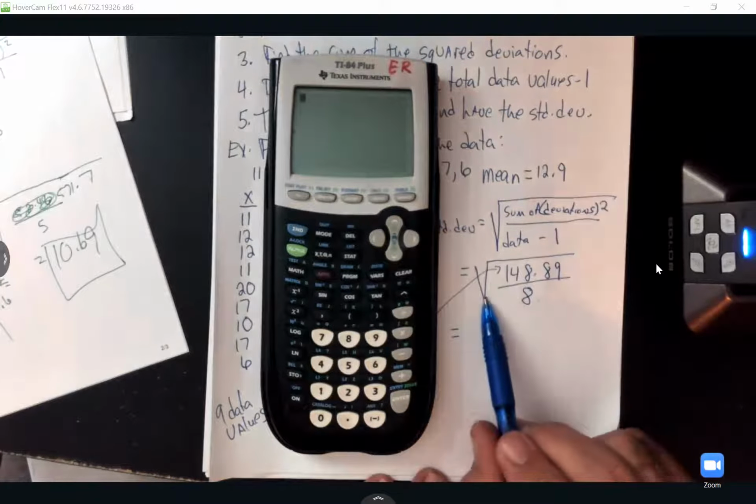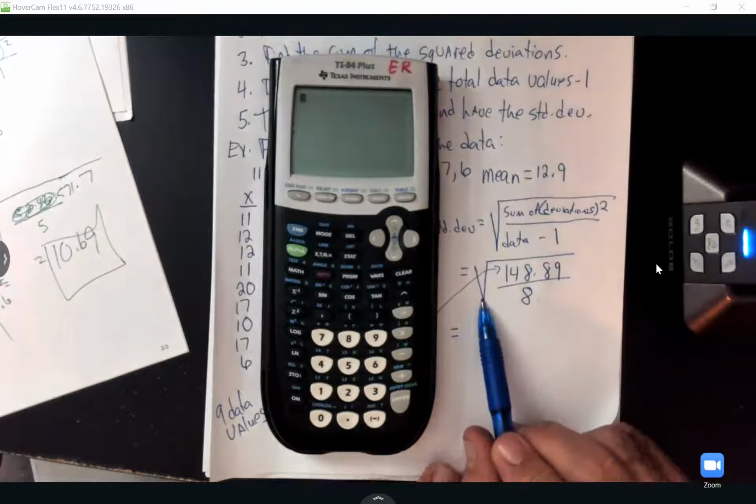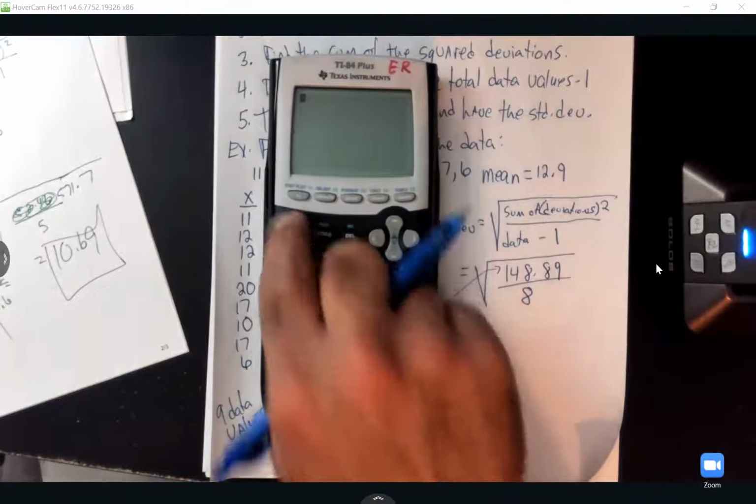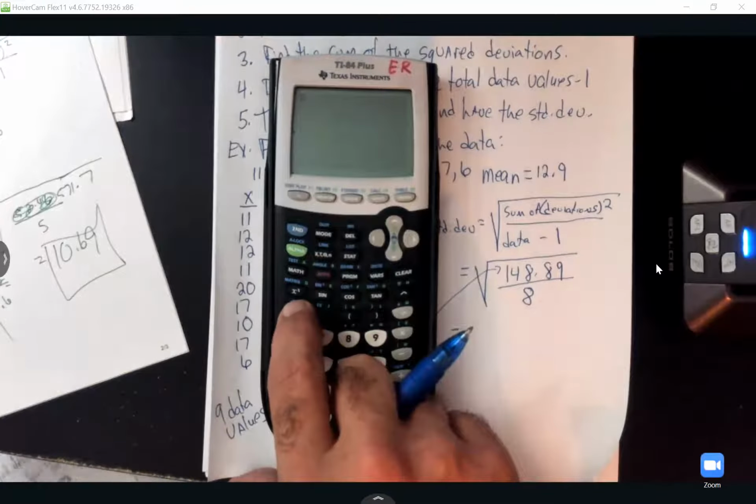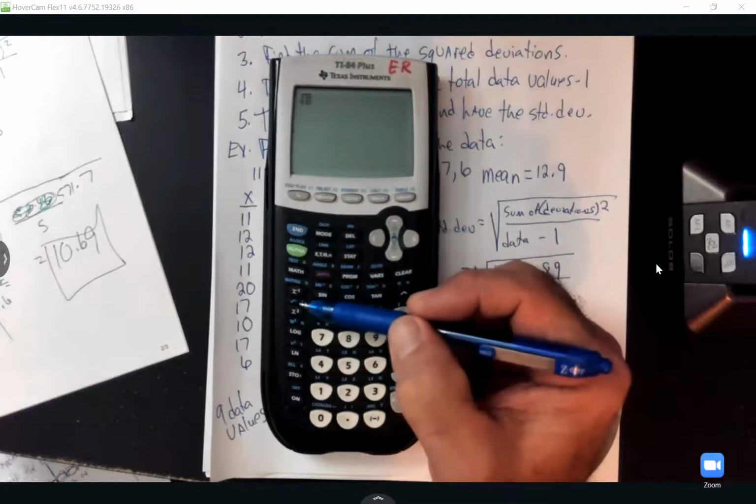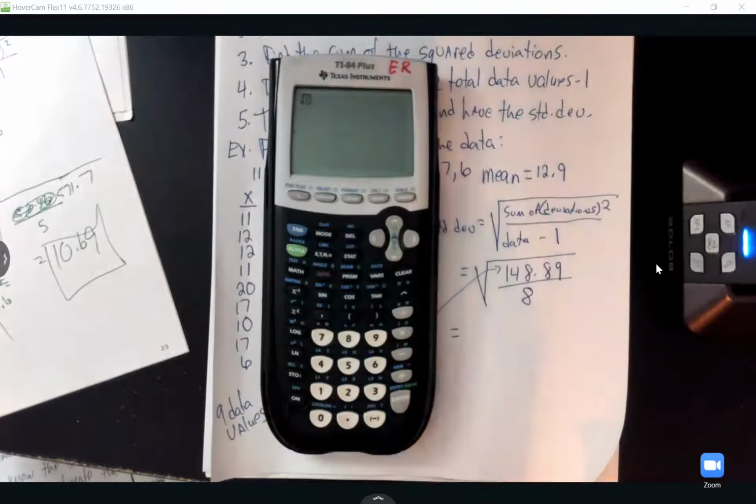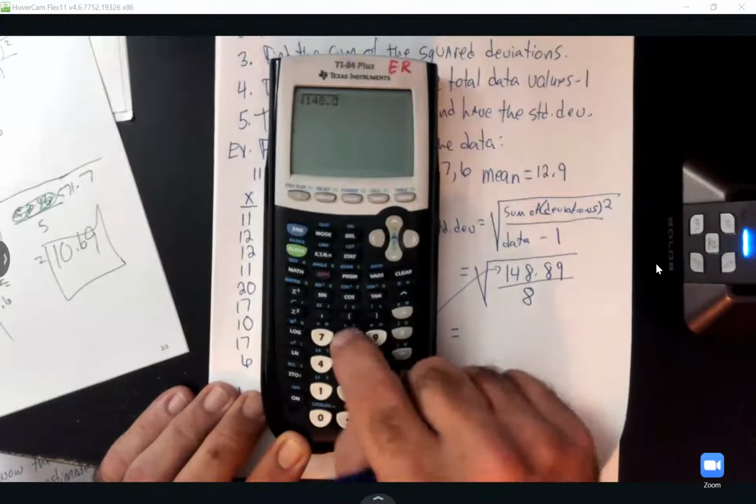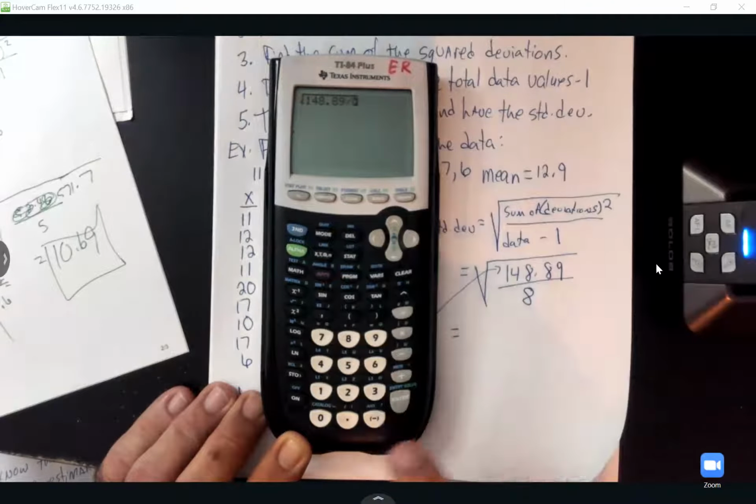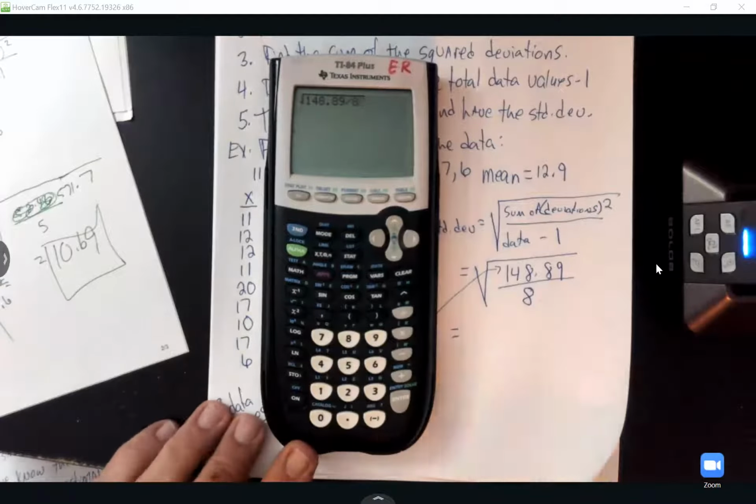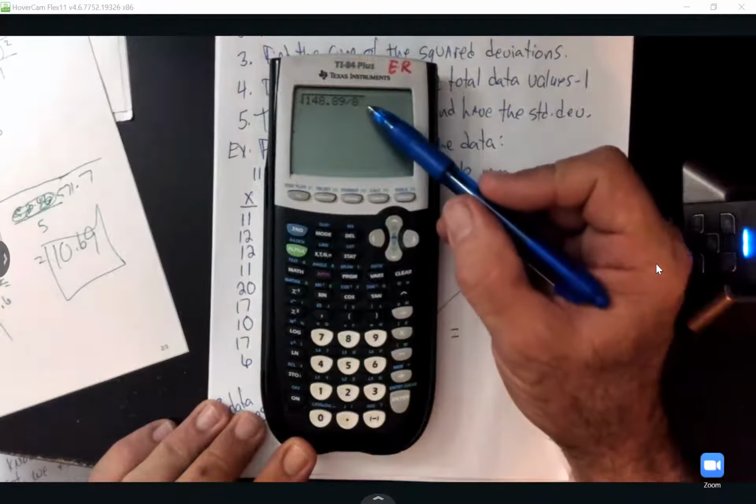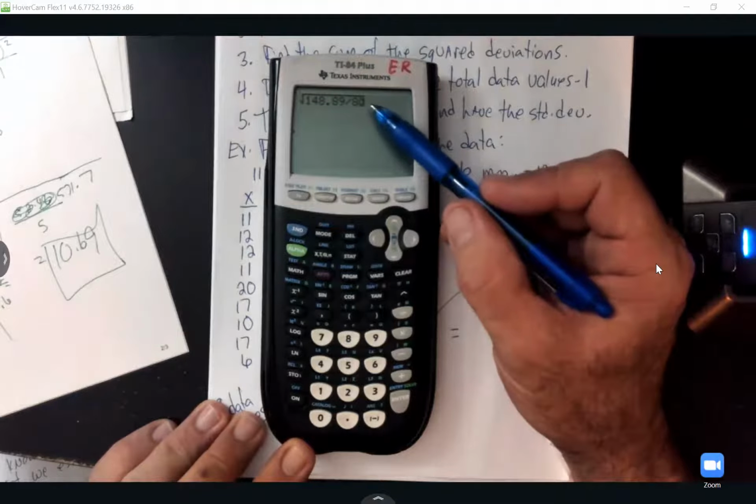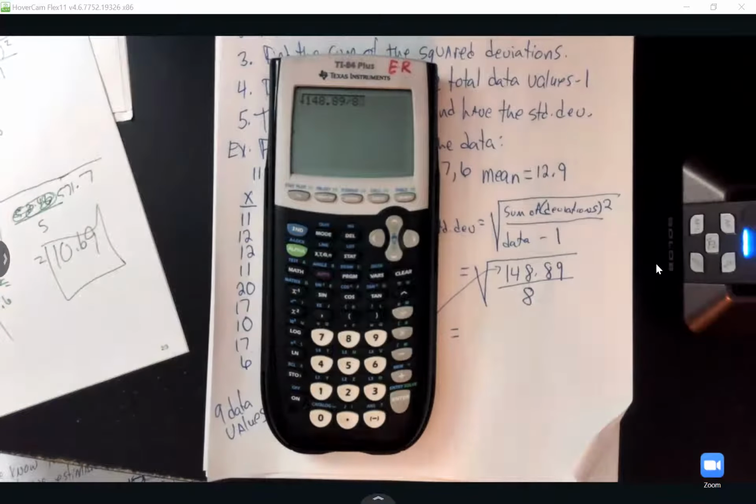All right, y'all. So to get this big radical thing, you hit the second button and the x squared button. Right above it, you see a little square root. So hit that first, then put in your 148.89 divided by 8. Now, if you notice, it all has to be up under the little radical when you work this problem, okay?